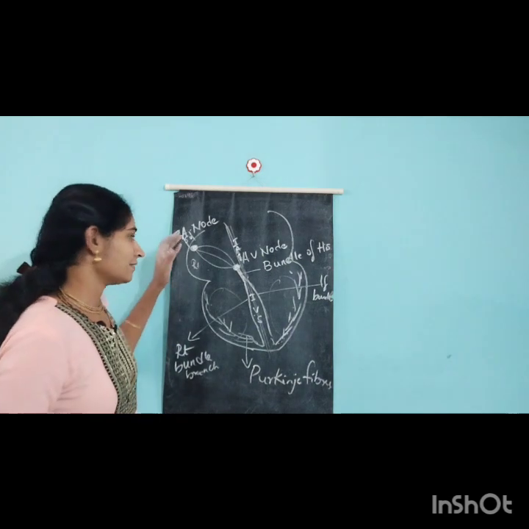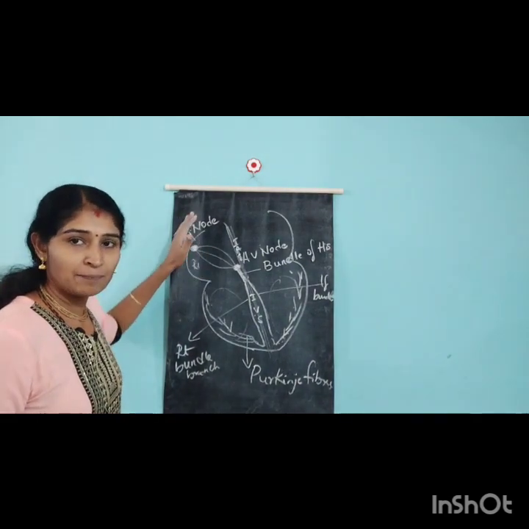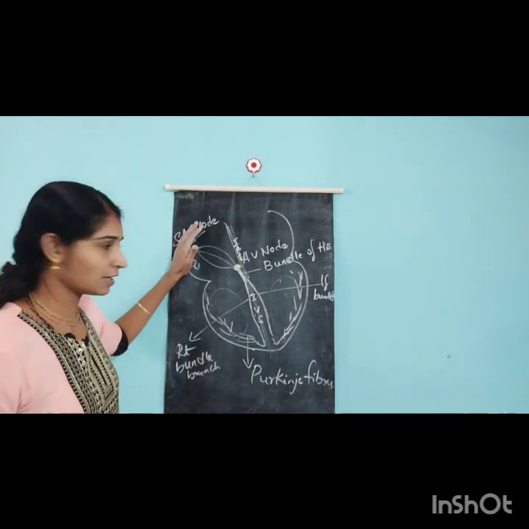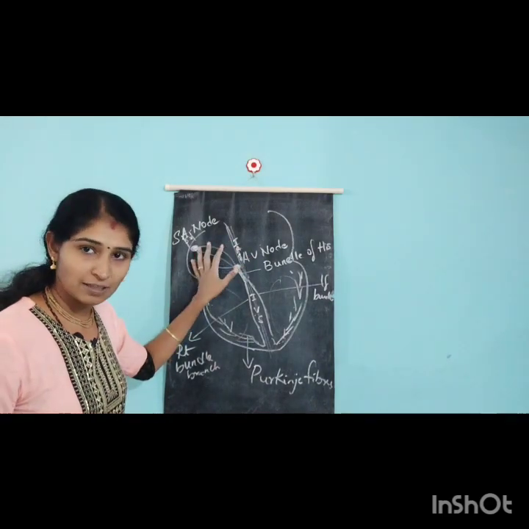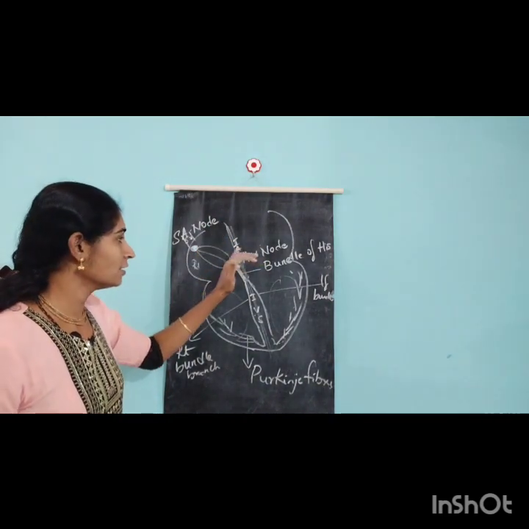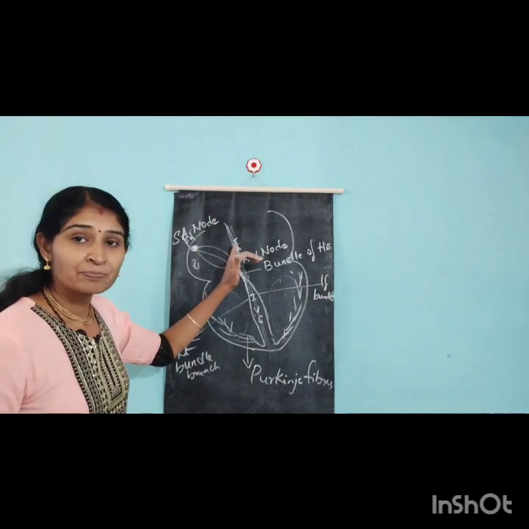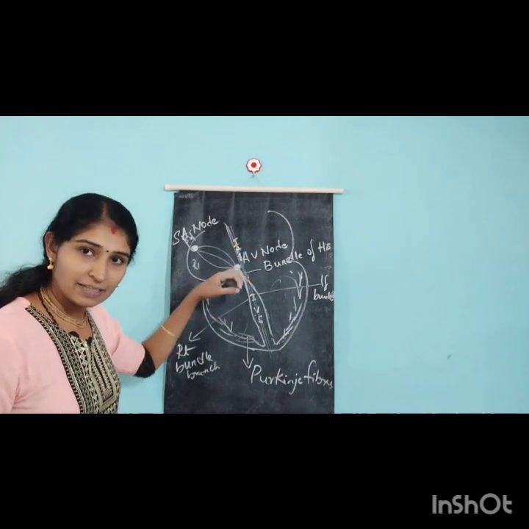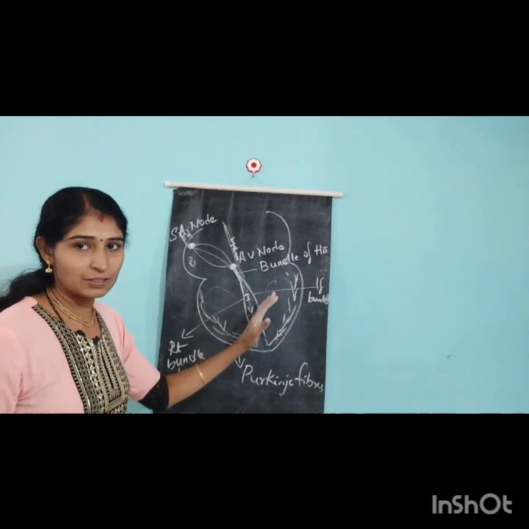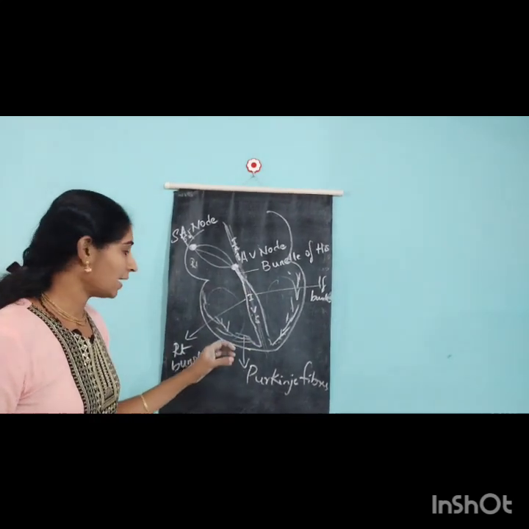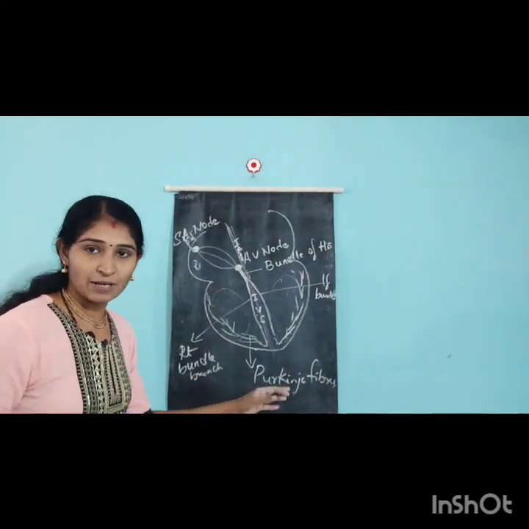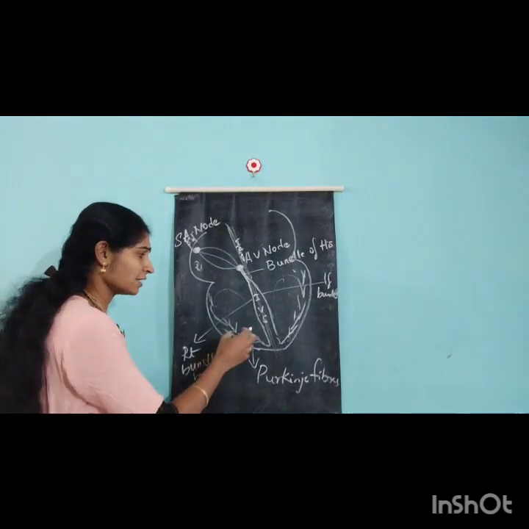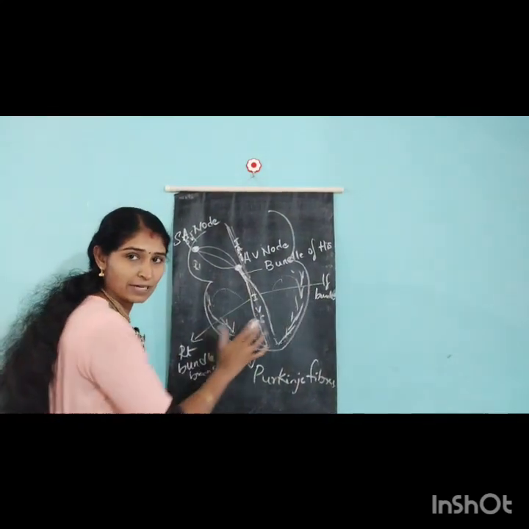Clear? The SA node is present in the right atrium at the opening of the superior vena cava. The AV node is present in the right atrium near the lower part of the interatrial septum. From there arises the bundle of His. It gives two branches, right and left, and that ends by giving branches like Purkinje fibers. And these Purkinje fibers are spread throughout the ventricles.